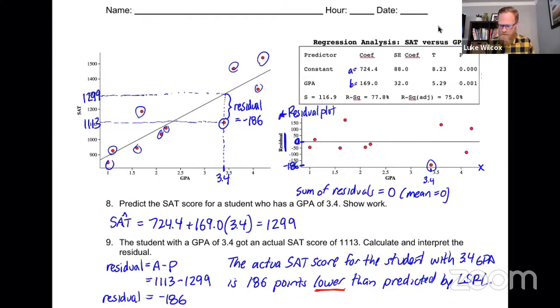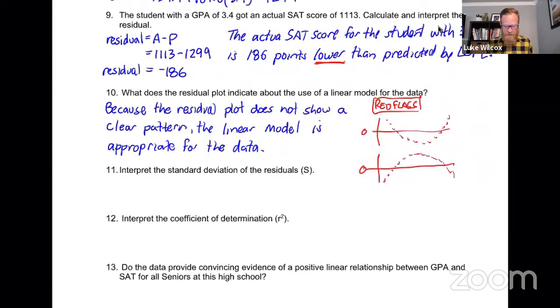Okay, so let's move on to question number 11 and 12, which is straight up interpretations that you just have to know. Got to know a couple of interpretations here. The first one is for what's called the standard deviation of the residuals, S. Well, it's not likely you'd have to calculate that, but it's more likely you'd have to interpret it. So if you look up here, we know the value is 116.9. All right, you can get that right from the computer output, but we need to understand what that represents.